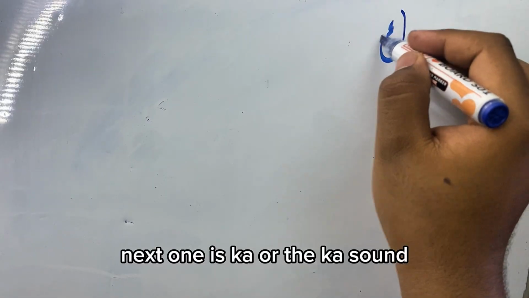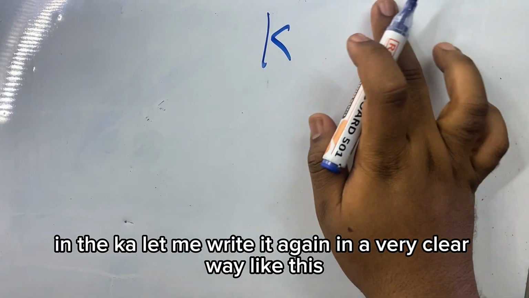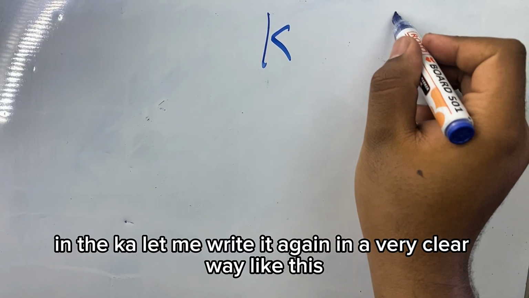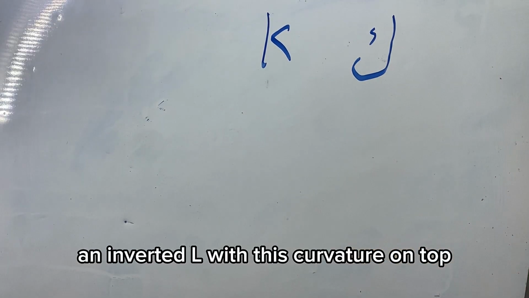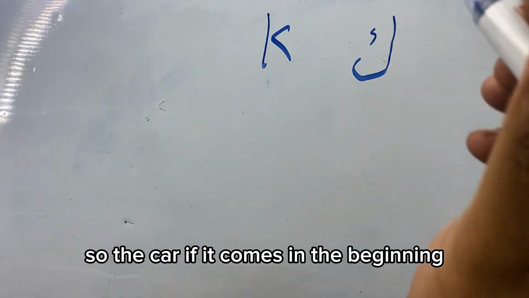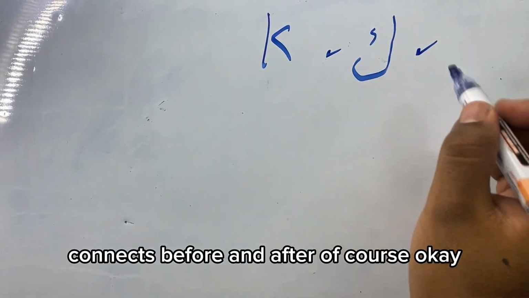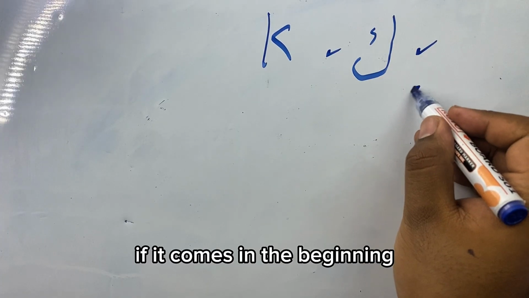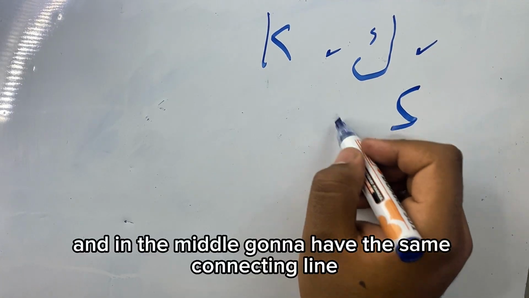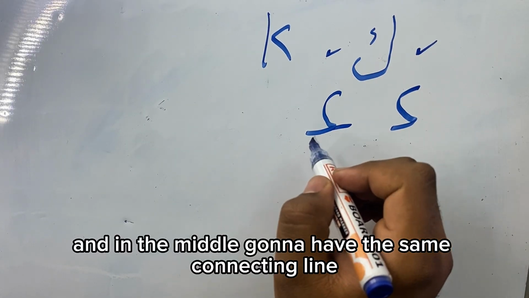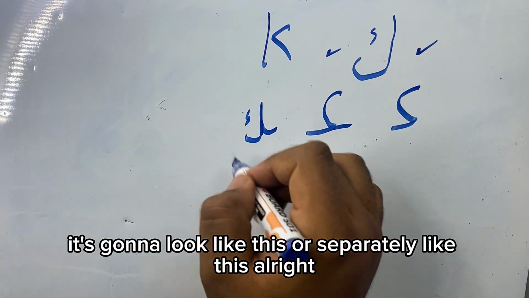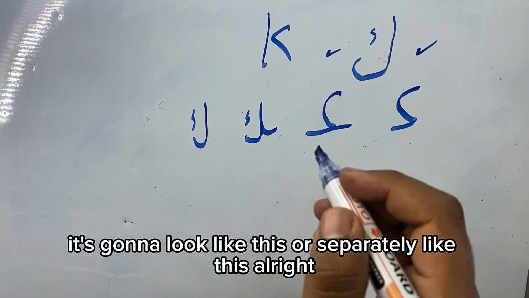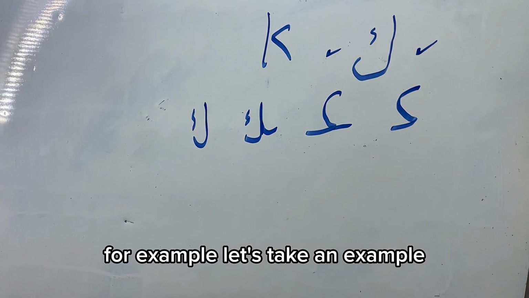Next one is ka, or the ka sound. Let me write it again in a very clear way, like this. Like an inverted L with this curvature on top. The ka connects before and after, of course. If it comes in the beginning, it's going to look like this, in the middle, it has the same connecting line, and if it comes at the end, it's going to look like this, or separately like this.